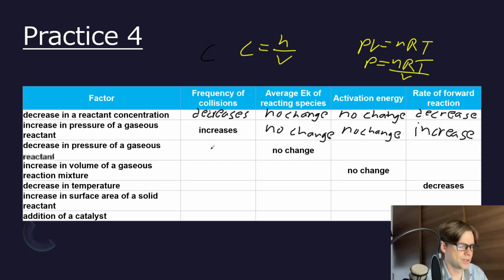Decrease in pressure of a gaseous reactant. This will decrease frequency of collisions. No change on the EK. No change on the activation energy. Rate of forward reaction then will decrease, fewer collisions.